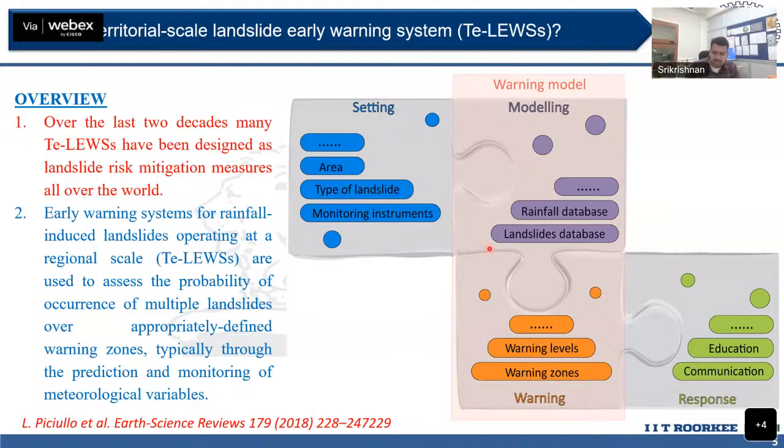So a landslide early warning system should be working for different types of landslide. In our case, as I already mentioned, it is working for shallow landslides as well as debris flows. Then the monitoring instruments for the meteorological variables, in this case rainfall. Then comes the modeling. To set up a statistical or data-driven model, as Dr. Uday mentioned in his presentation, we need a database of rainfall as well as a database of landslides to correlate the intensity-duration thresholds, that is the warning level here, so that we can proceed with the warning zones. Then the response is given as and when the early warning identifies that the landslide is going to happen.